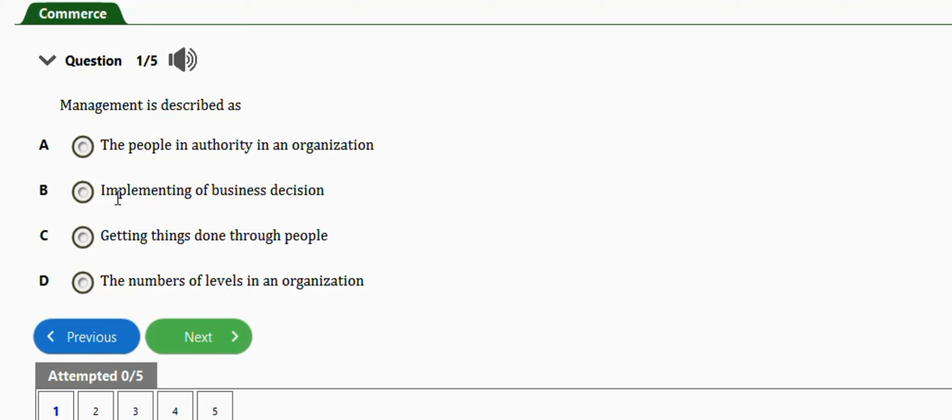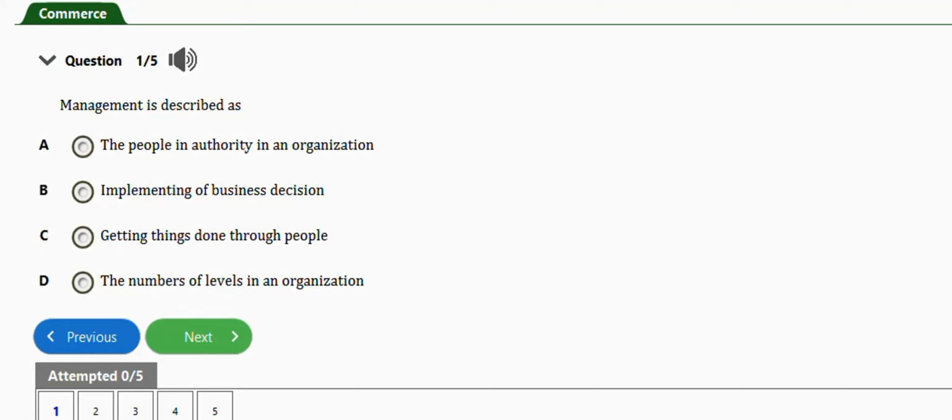First question I have here says management is described as: the people in authority in an organization, implementation and business decision, getting things done through people, or the number of levels in an organization. So the right answer to this question is option C, which is getting things done through people. Very, very important, guys. So that's it for this question.